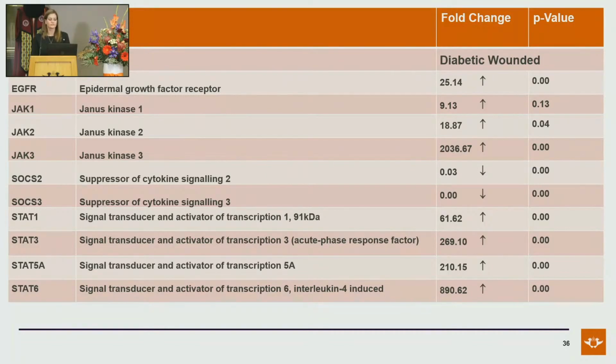From these results, we could see that there was an upregulation of the EGF receptor, EGFR, as well as JAK1, 2, and 3. There was downregulation of SOCS, which is an inhibitor of the JAK-STAT pathway. And there was upregulation of STAT1, 3, 5, and 6. We could conclude from these studies that PBM at 660 with 5 joules promotes cell proliferation, migration, and survival in our wounded diabetic cells in response to EGF, which gets released by the cells and stimulates the JAK-STAT pathway.